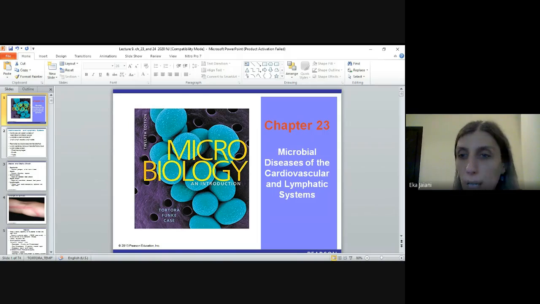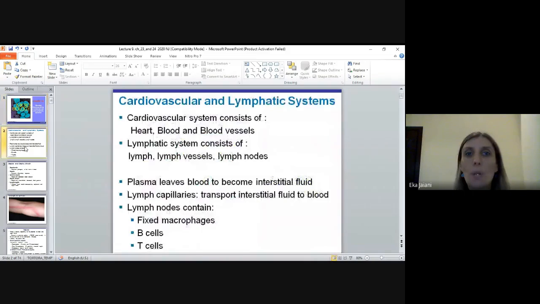Because we're short in time, again, I will not go through these parts of the cardiovascular system or lymphatic system. The lymphatic system we have discussed in the frame of the immunology course, in this part of our course. So the cardiovascular system consists of the heart, blood, and blood vessels. This is very simple.